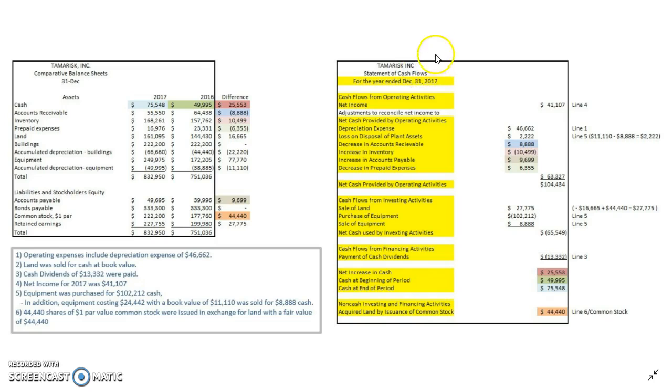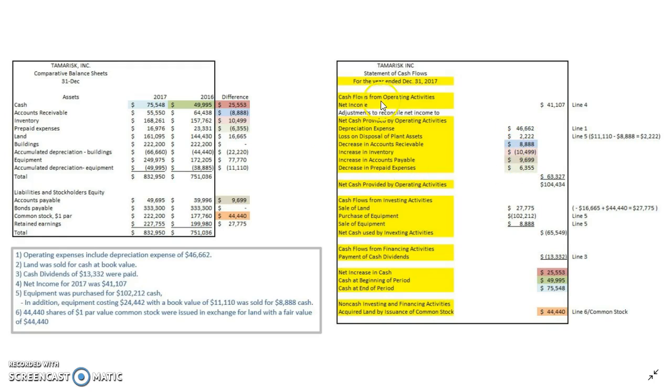Anyways, this problem is going to ask us to do a statement of cash flow. So this is what your completed homework will look like for this question. What we have to do is use the information that we have here, the comparative balance sheet, and this other information given here, and transfer the appropriate information into our statement of cash flows.